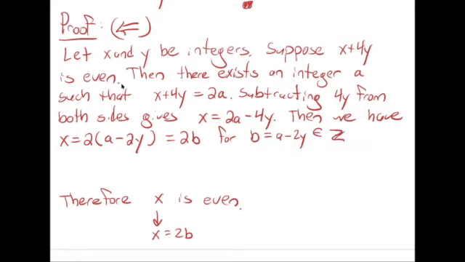And I did leave out a detail here: how do we know that a minus 2y is an integer? Well, if a and y are integers, that would be true. So we don't need to really justify that. I think we all are pretty comfortable with that part. But I just wanted to make a comment that this stuff over here is an integer. And so that's why x is now of the form 2 times an integer. And that completes the other half of the proof now that we've shown this piece right there.